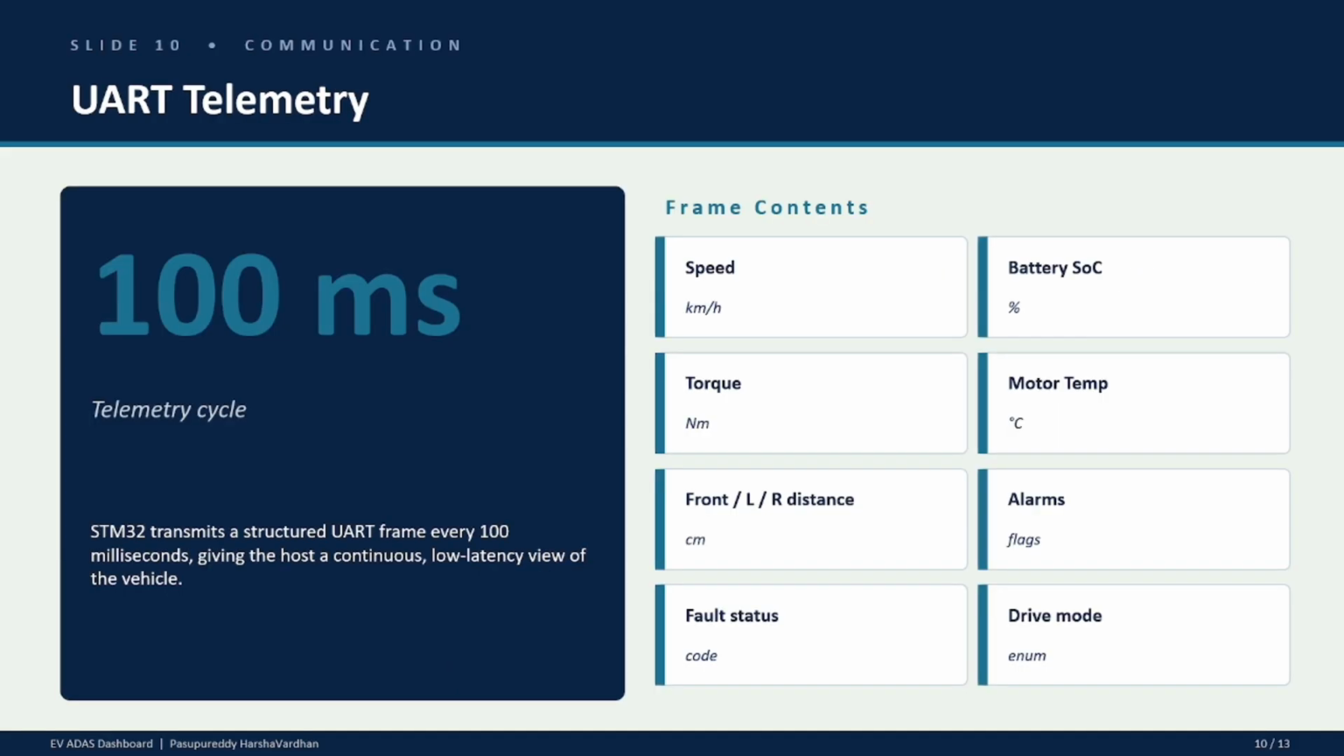The STM32 sends all vehicle and ADAS information through UART every 100 milliseconds. The transmitted data includes speed, battery charge, torque, temperature, obstacle distance, alarms, and fault status for real-time monitoring.